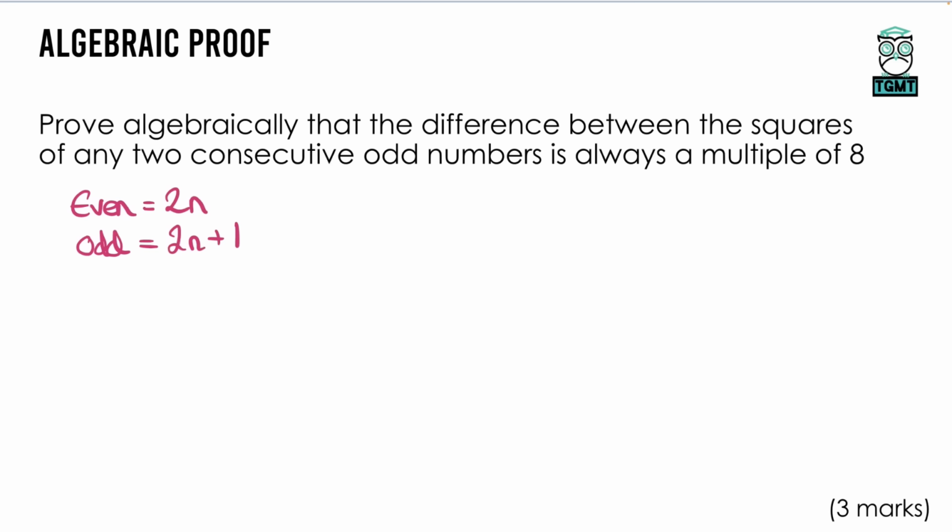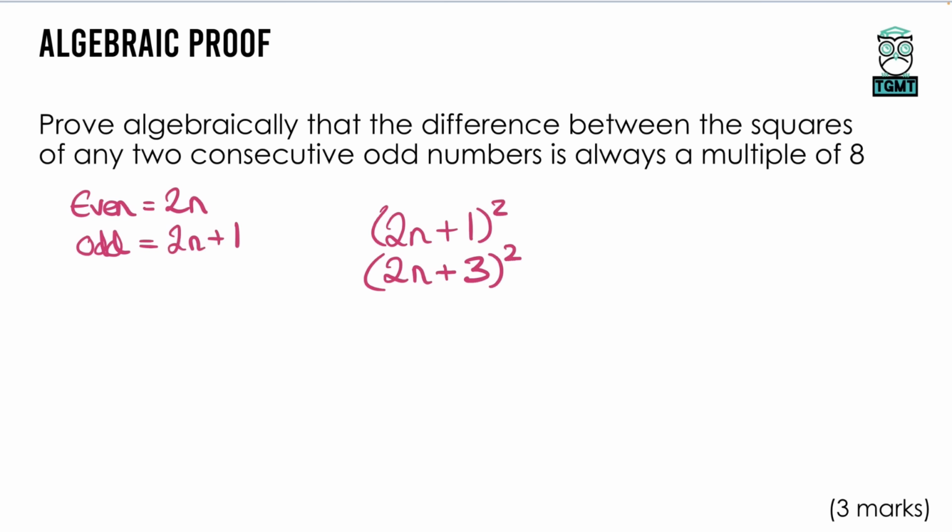So for the first odd number, we'll have 2n plus 1. The next odd number, we would add 2 to that, thinking about a number line. You add 2 to get between the odd numbers. So the next one would be 2n plus 3. Now it wants you to find the difference between the squares of these. So the squares of them, we would put them in brackets and square them, which is going to mean we've got two lots of double brackets to do.